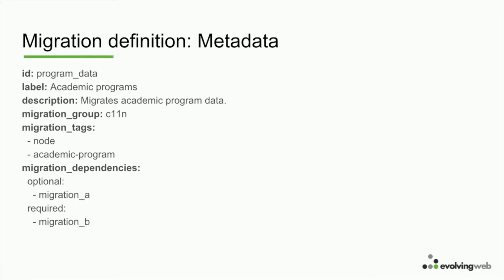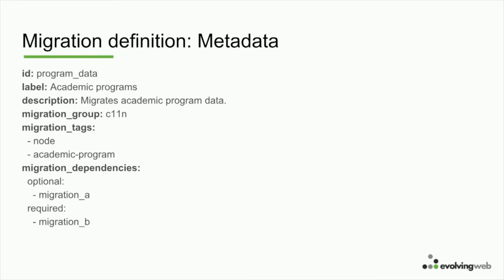And then you can add a human readable label, like academic programs. You can add a small description. You can group the migrations together. So this is the group ID C11N, which is the numeronym for customization, which I like to use a lot. And then you have migration tags, which you can use to tag your migrations. And dependencies. Dependencies is a very important thing here. You can make a particular migration run before the other one if they are dependent.